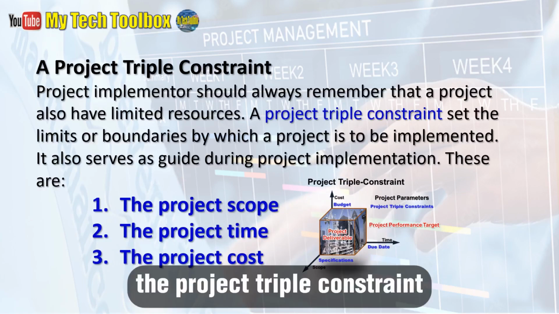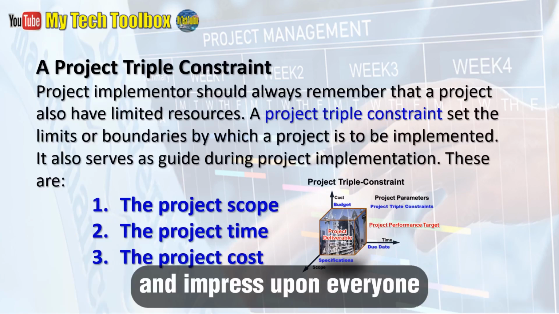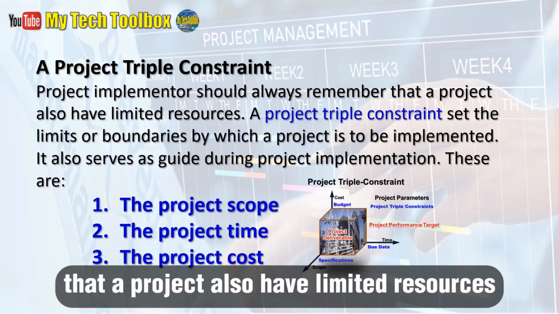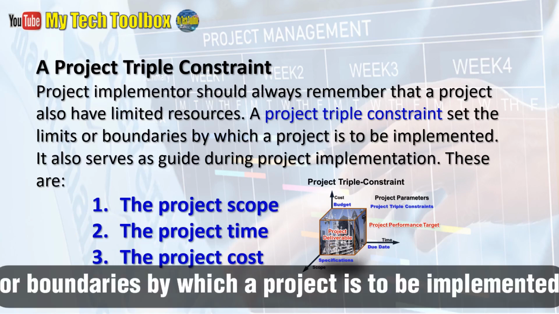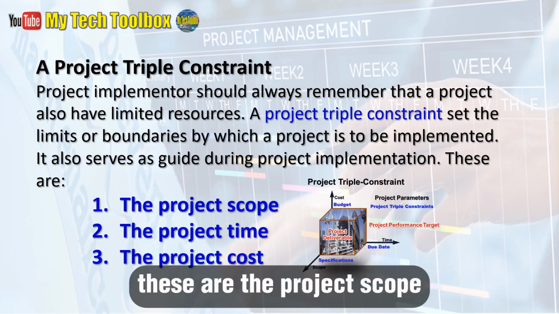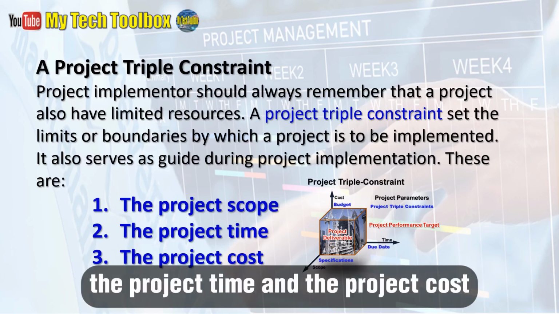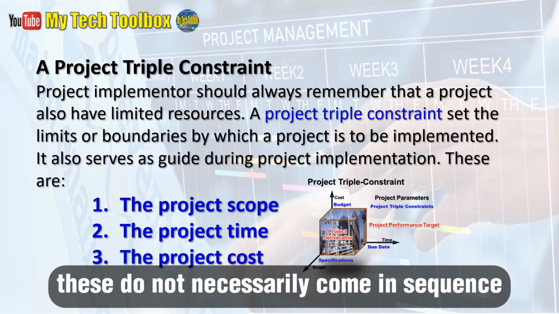The project triple constraint. Project implementers should always remember and impress upon everyone that a project also has limited resources. A project triple constraint sets the limits or boundaries by which a project is to be implemented. It also serves as a guide during project implementation. These are the project scope, the project time, and the project cost. These do not necessarily come in sequence.